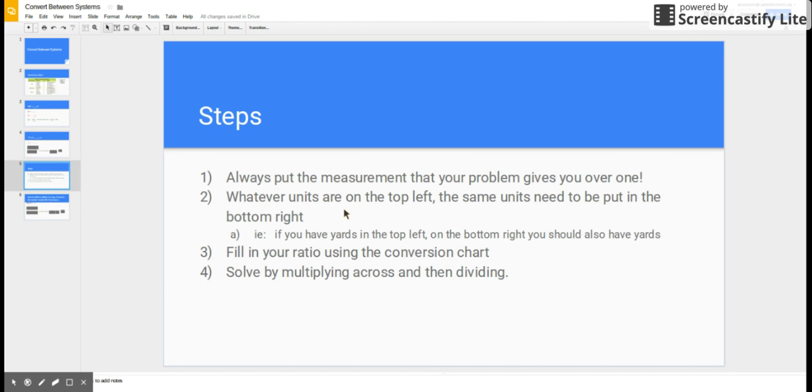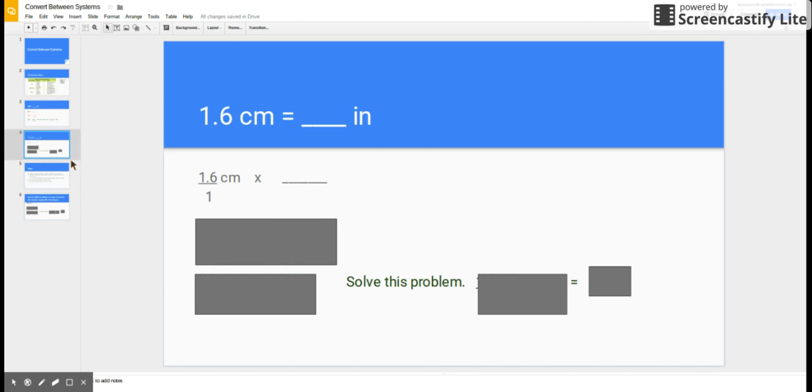Step 2, whatever units are on the top left, the same units need to be put in the bottom right. So I set up my problem, 1.6 centimeters over 1 times some unknown ratio. We don't know what it is yet, but I'm going to set up my units now. Top left, I have centimeters, so my bottom right needs to have centimeters, and the top is going to be filled with whatever I'm trying to find. So I have 1.6 centimeters over 1 times some ratio that I don't know yet.